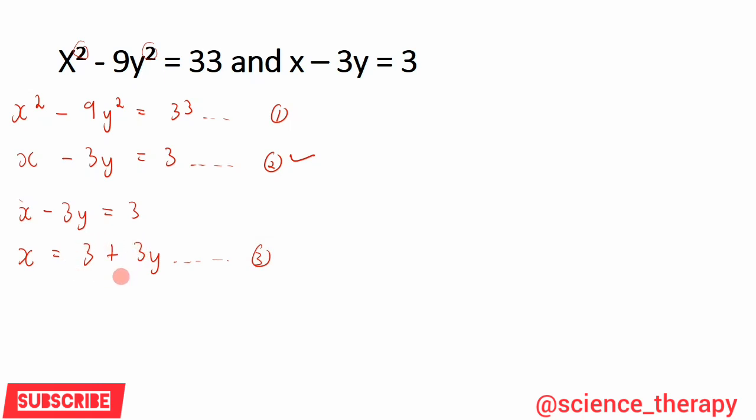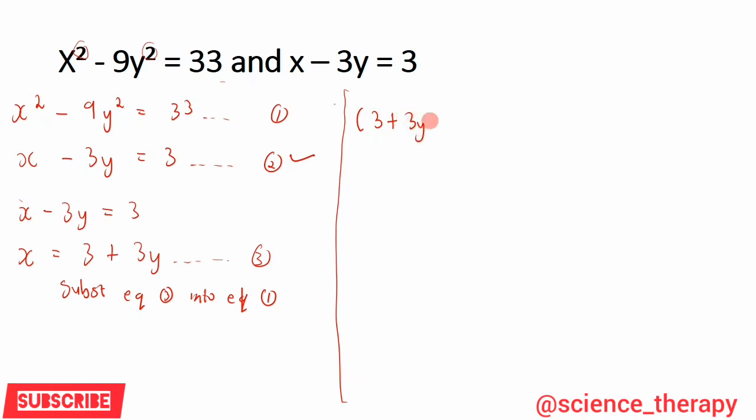Now that we have equation number 3, we need to take it and substitute it into the equation we haven't used. So we haven't used equation number 1, right? Remember, we cannot substitute it back into equation number 2 because that's what we used to deduce this equation, right? So substituting, let's write: substitute equation 3 into equation 1. So there we go, we have our equation number 1. Where I see x, I substitute that expression, that's 3 plus 3y. And remember, we have a square there, so I need to put that square. Then minus 9y squared is equals to 33.